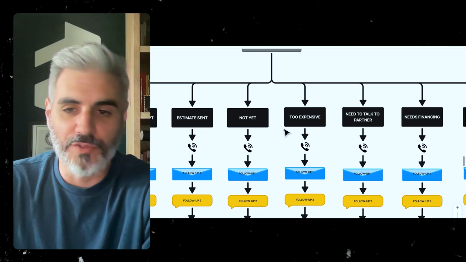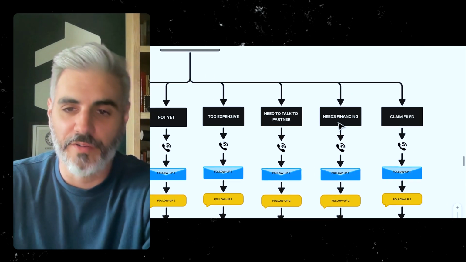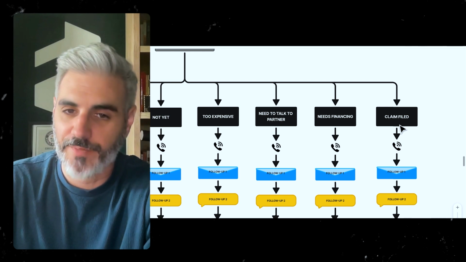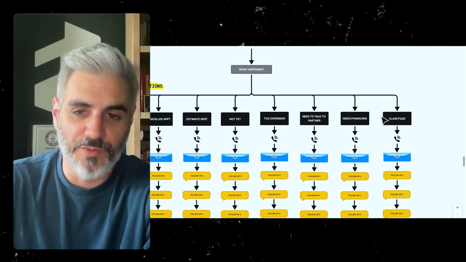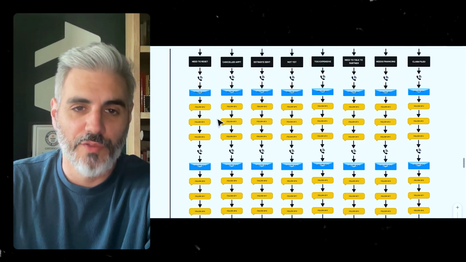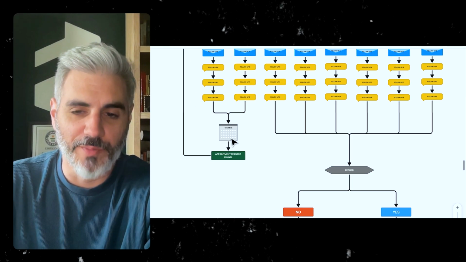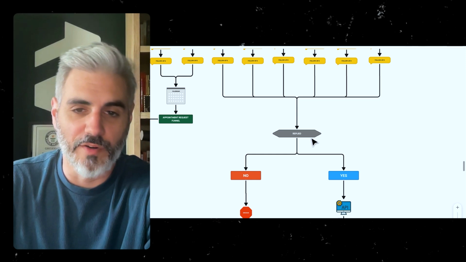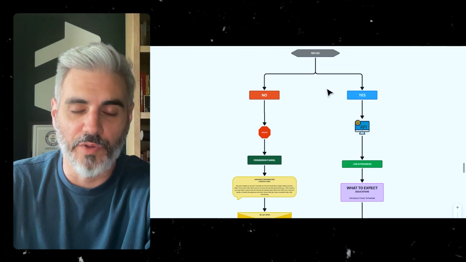Did they say not yet, or too expensive, or need to talk to my partner, or need financing, or did you file an insurance claim? There's a lot of other ones that can go in here. This could really be built out to 20, 30 branches, so a different workflow for every single branch. The ones that we need to basically reset will go straight back to the calendar. And the ones that are either yes or no's to move forward will basically reply.